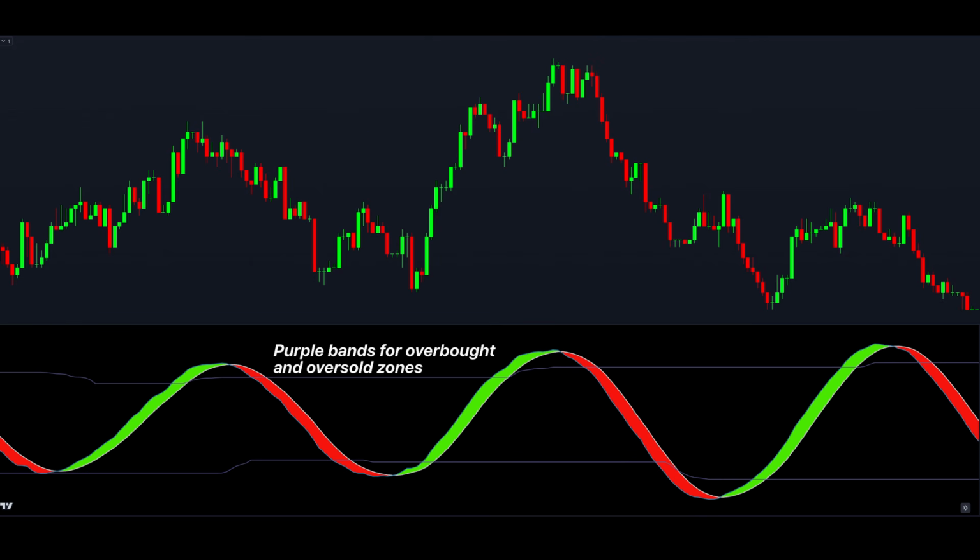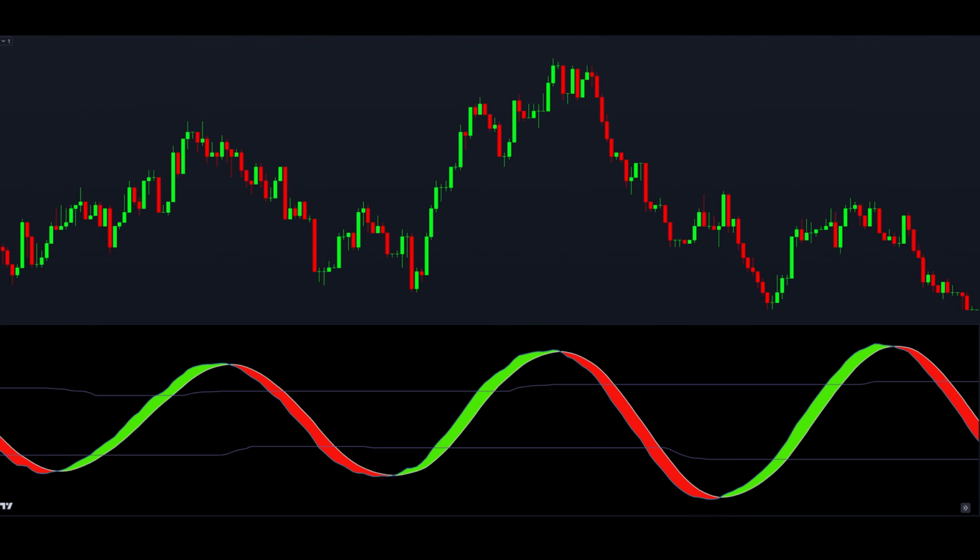The last setting is very simple and something I added to the original. The channel threshold controls the purple bands which show us relative highs and lows of the indicator to give you an idea where reversals might occur. Similar to an RSI's overbought and oversold zone, lowering this just moves the bands inward.